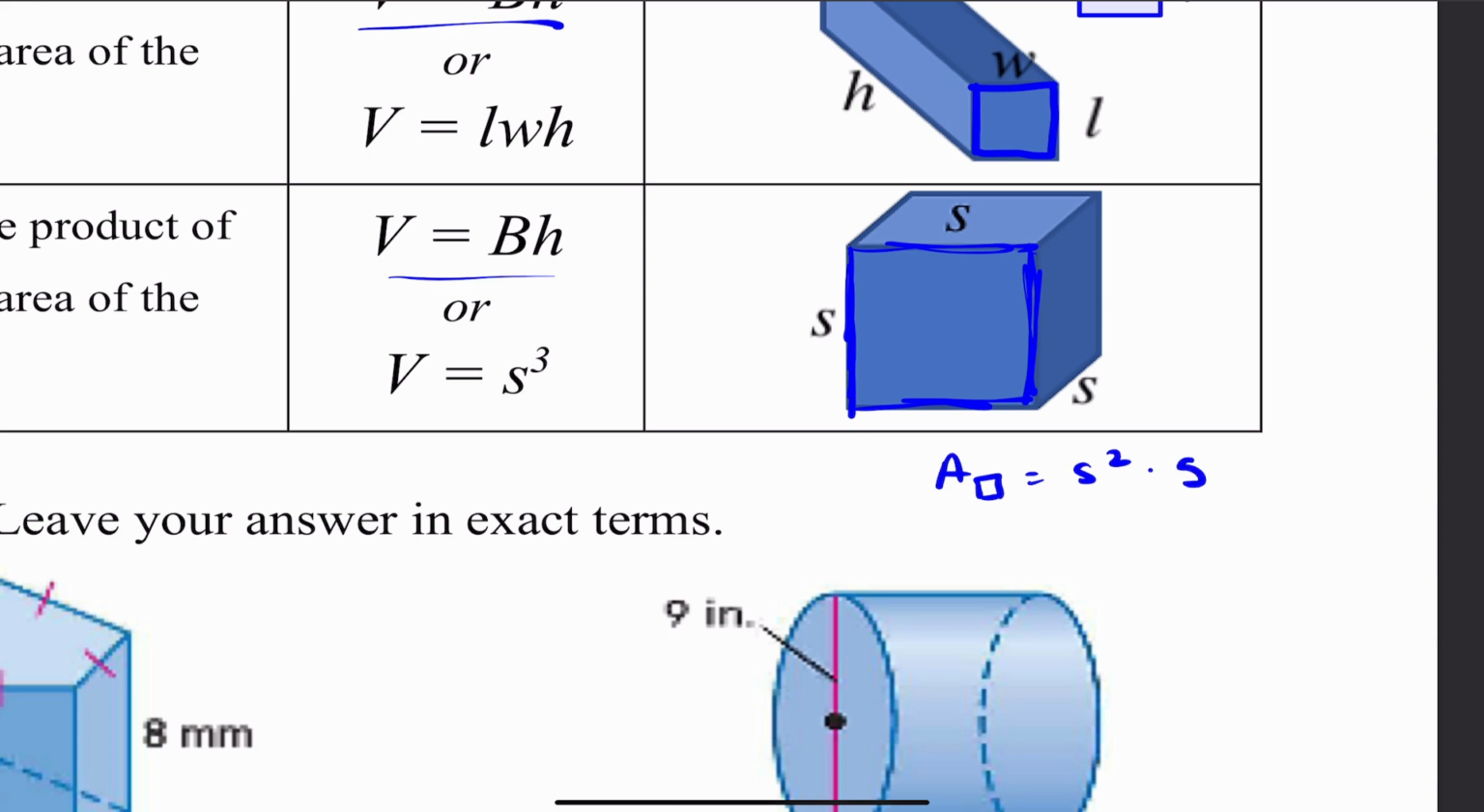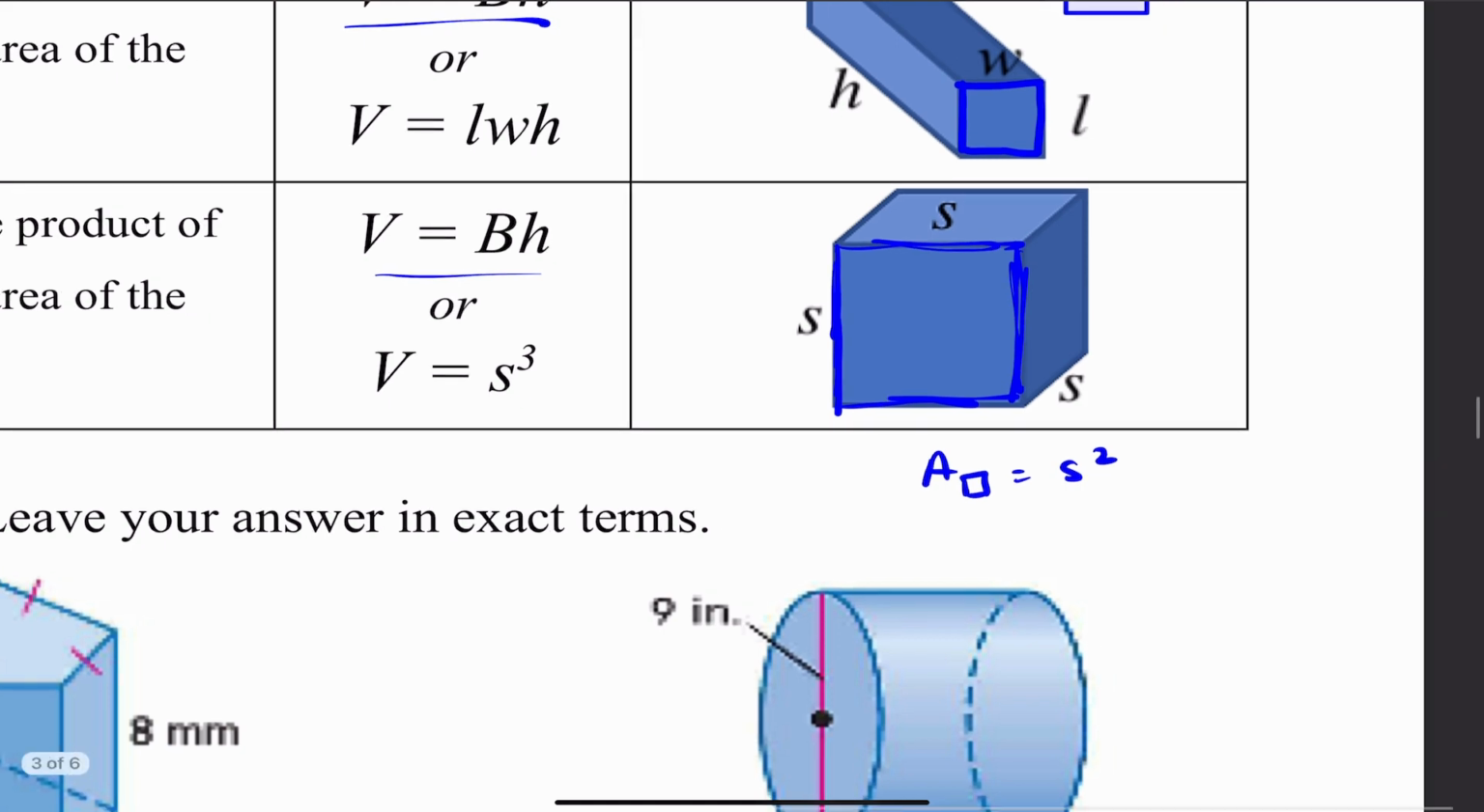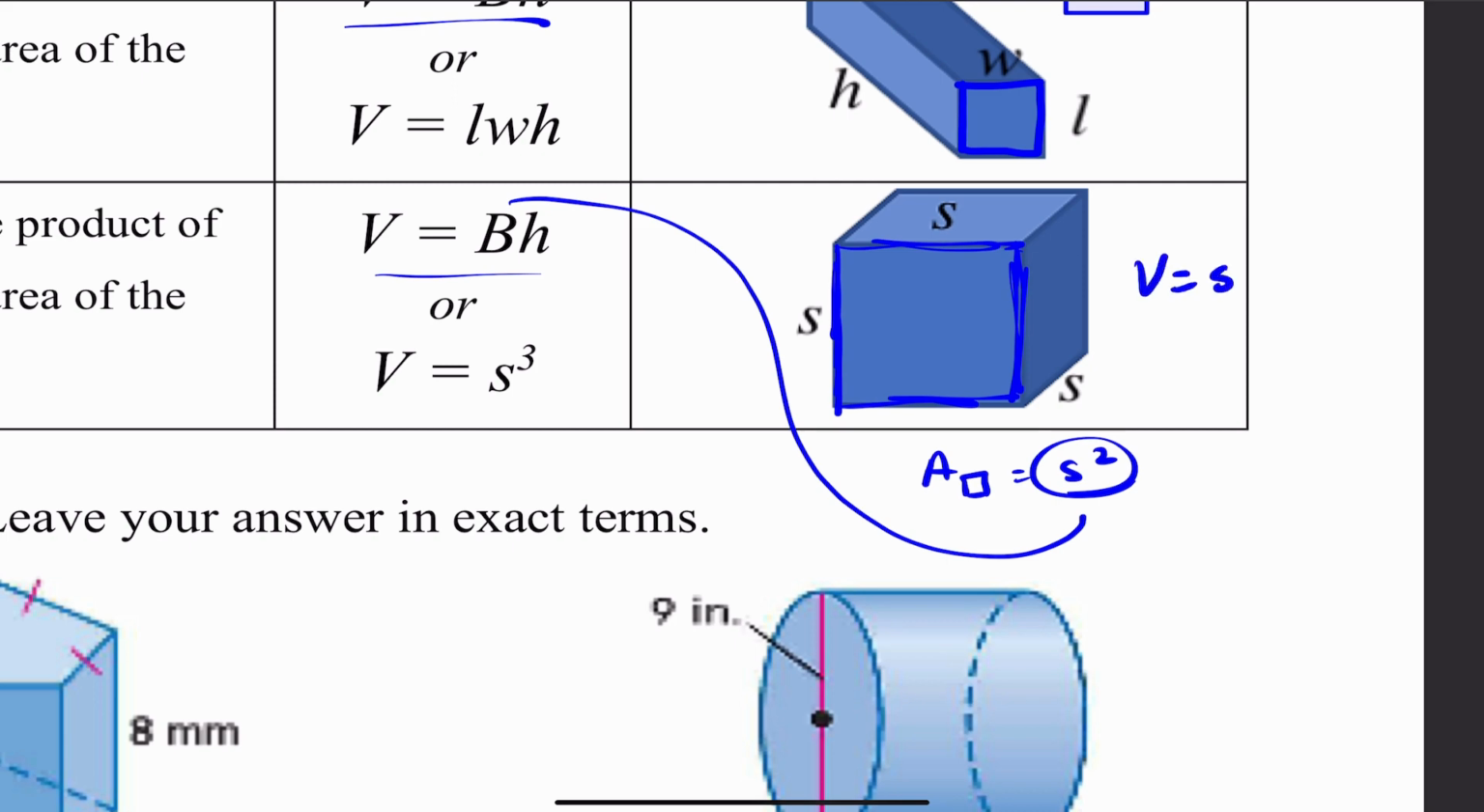So I'm going to throw in an S there. S squared times, well, this is really confusing, sorry. So the area of a square is S squared, right? So that's B. So this is B. And the height, right? So V equals S squared, that's my B. And I'll multiply that by the height, which is S. So really you get V equals S cubed, which is what you have over here.